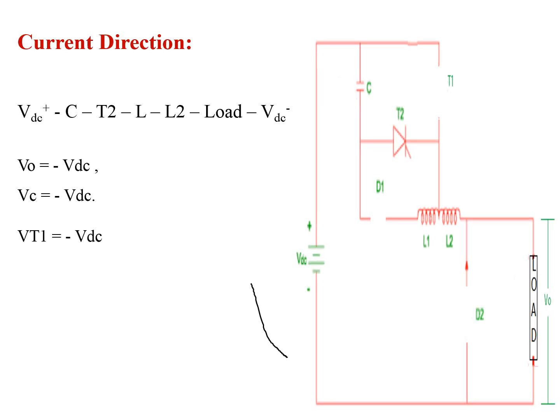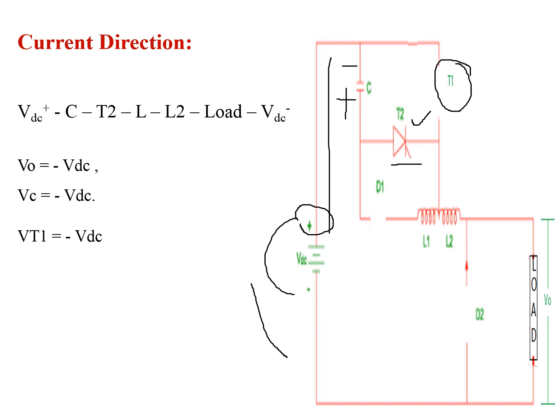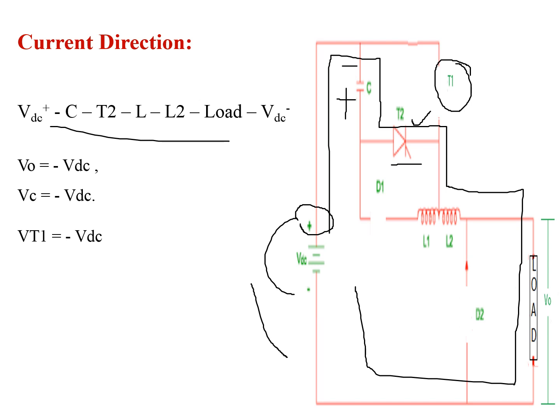This is the circuit diagram after commutation of thyristor T1. In this case, the capacitor changes its polarity, that is the positive plate becomes negative and the negative plate becomes positive. Again we are going to apply the gating pulse to thyristor T2. By applying the gating pulse to thyristor T2, it acts as a short circuit and it allows the flow of current from VDC plus to VDC minus through the path VDC plus, capacitor, thyristor T2, L, L2, load and VDC minus, that is nothing but in this path.